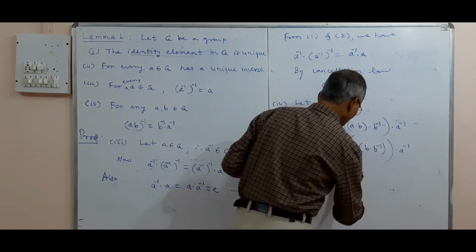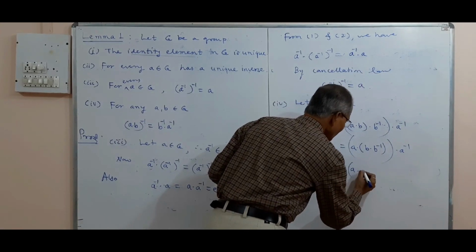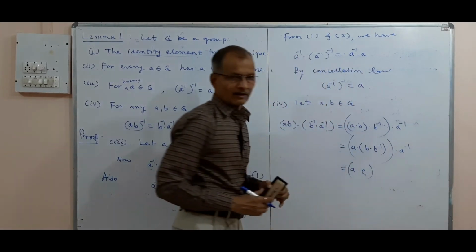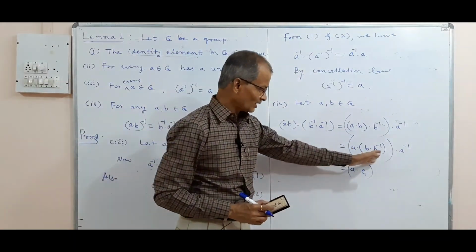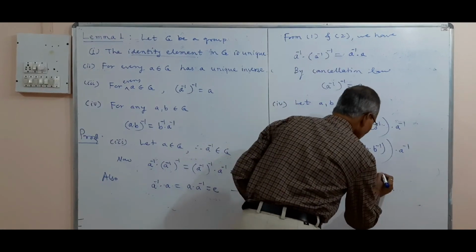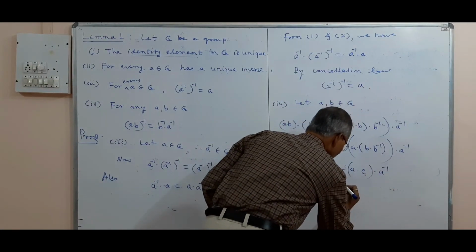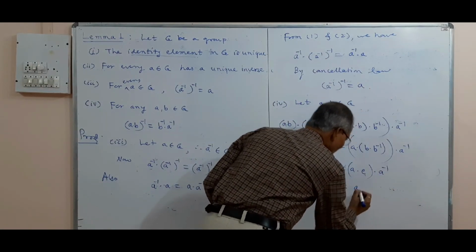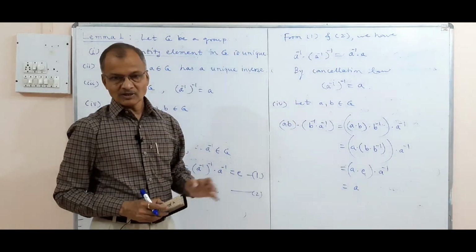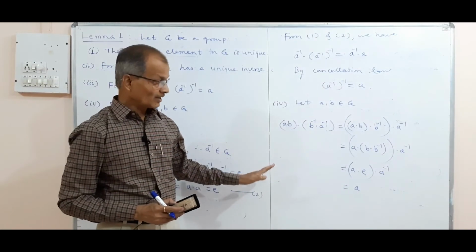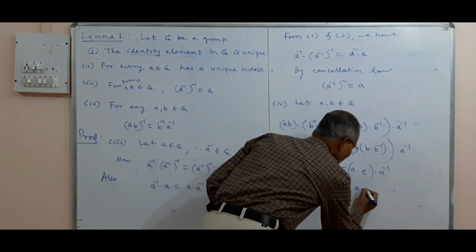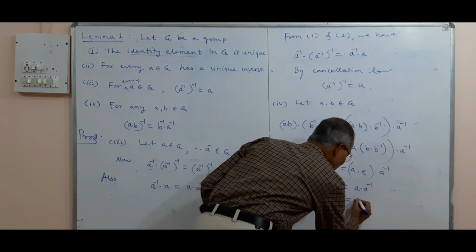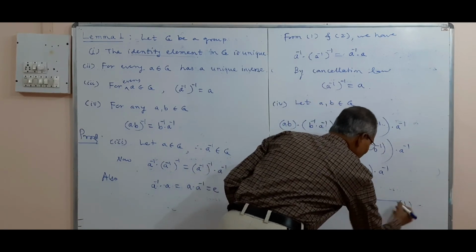And what is B into B inverse? That is identity. The composition of two elements that are inverses of each other is identity, into A inverse. And this is A into E, which is again A. So we are using only the properties from the definition. And A into E is A into A inverse. Again A into A inverse is E. So this gives one result.